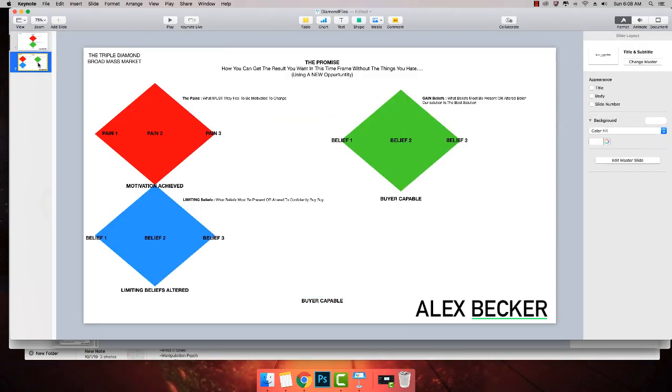Now let's look at the triple diamond, because the beliefs that we attack and the ways we attack them is a little bit different. So this is going to be used for broad mass market. And if you guys want to scale 2K webinar, this is your ticket right here.